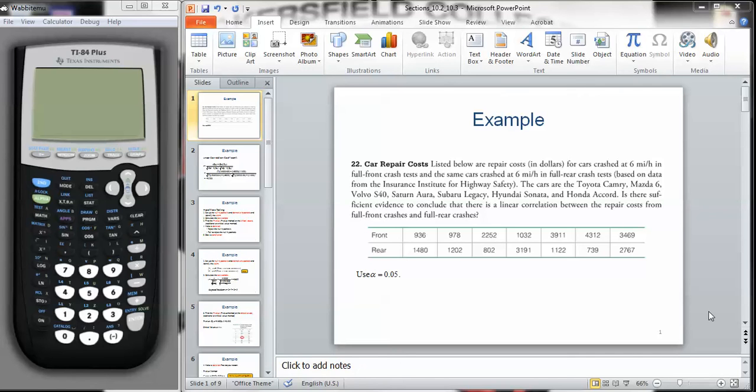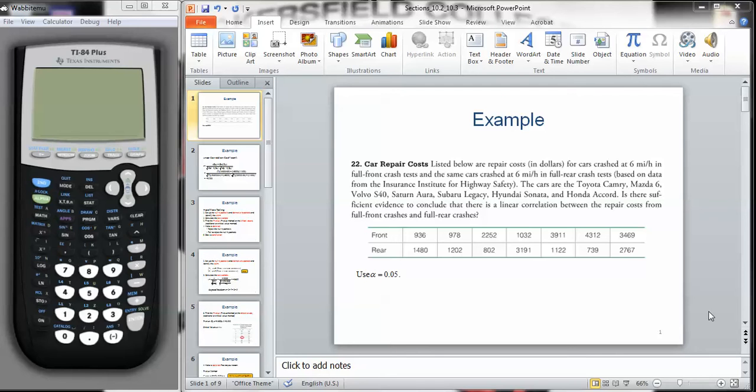Hi everyone, I'd like to use this example to illustrate how to find a linear correlation coefficient as well as how to conduct a hypothesis testing for a linear correlation coefficient. And finally, I'll also show you how to find a linear regression. Alright, so let's take a look at our data.